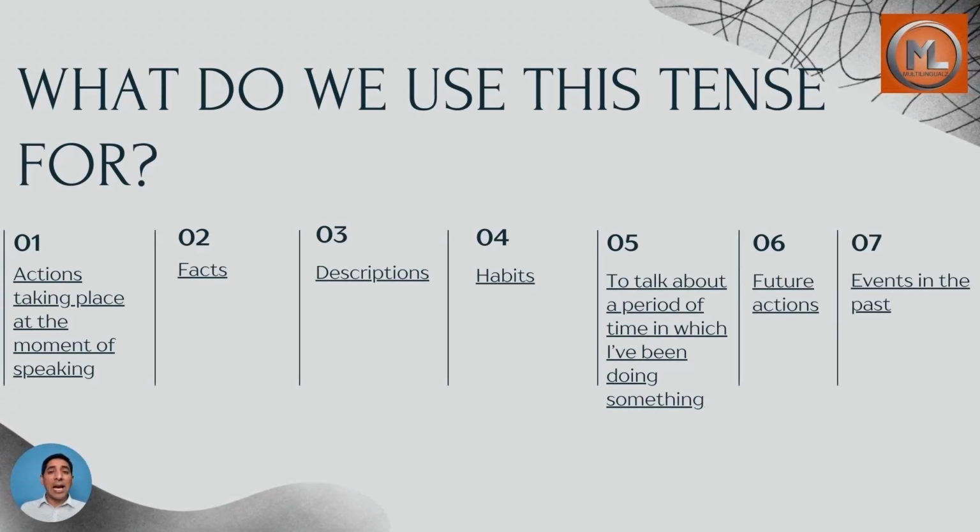To begin with, we have to understand when we use the modo indicativo in the present tenses. So, for us to understand all the uses of the modo indicativo, let's analyze the 7 uses that we have here in this screen. The first one says actions taking place at the moment of speaking. Let's analyze this one.